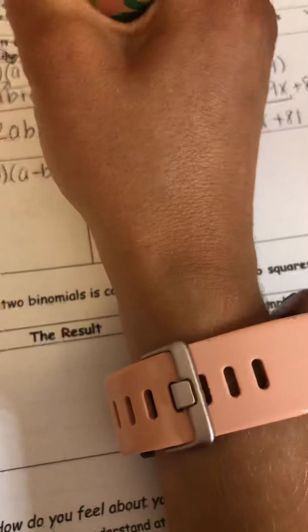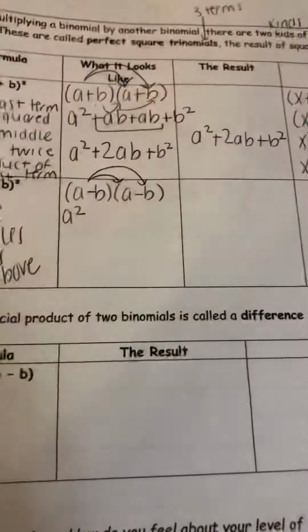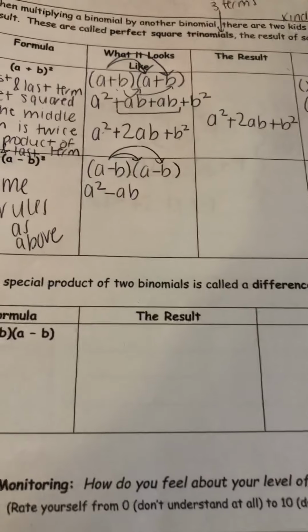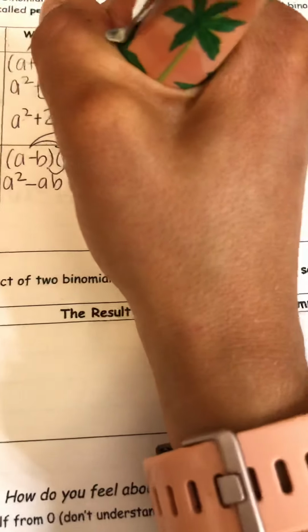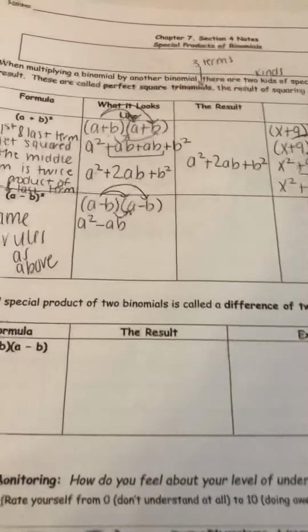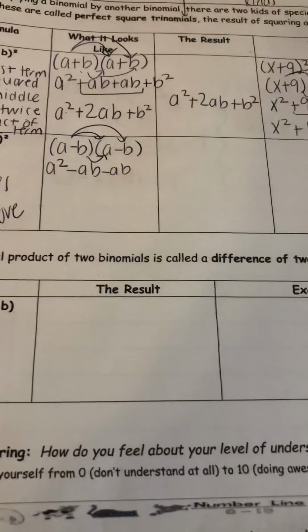And I see up here I didn't make that arrow. I just want to make sure you guys got that. A times a is a squared. A times negative b, remember that negative sign is important, is going to be negative ab. Now I can move on here. I have negative b times a. Remember, alphabetical order is important here, just so you recognize that it's a like term. It's going to be negative ab.